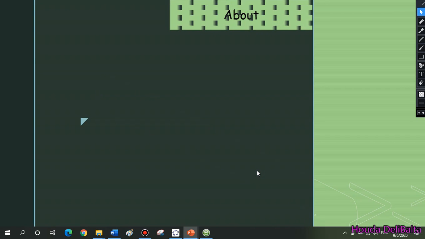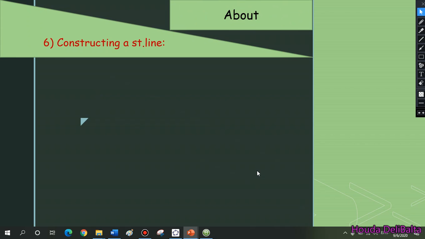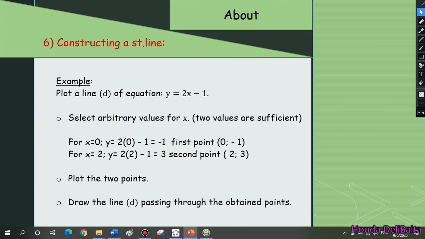And now, dear students, we are going to talk about constructing a straight line. As I promised you, you are going to know how to construct a straight line in an orthonormal system. Here is an example. It says, plot a line D. It is plot or construct or draw or mark a line D. That's how we represent the line between parentheses of equation y equals 2x minus 1.